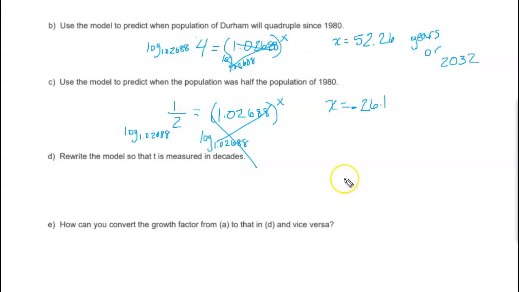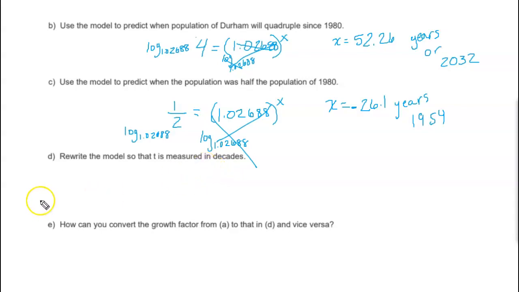How does negative time work? Well, remember, 0 was 1980. So this just means that it was 26 years before 1980, which would have been 1954. Although with the 0.1, you can make an argument for it being 1953.